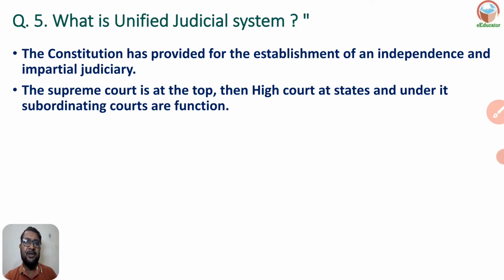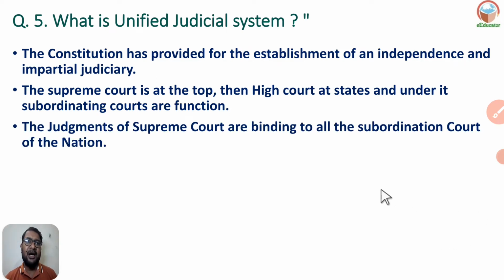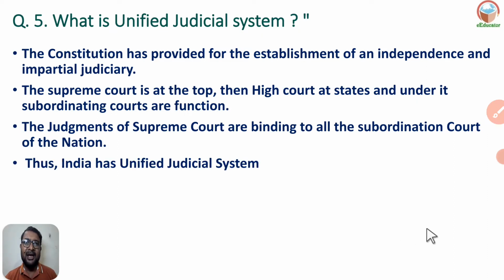The Supreme Court is the apex court. Under the Supreme Court are the High Courts of the states, and under the High Courts there are a number of subordinate courts like district courts, taluka courts and some special courts. The judgments of the Supreme Court are binding on all subordinate courts of the nation. Whatever judgment is given by the Supreme Court must be followed by all High Courts, district courts, taluka courts and special courts of the country. So India has a unified judicial system.